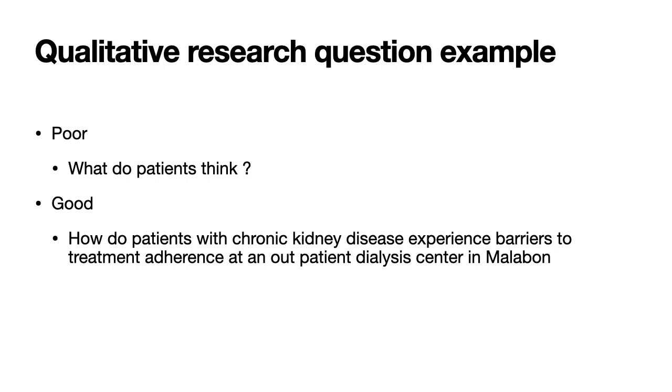For this particular example, what do patients think? Think about what? The improved question should be: how do patients with chronic kidney disease experience barriers to treatment adherence? The revised question clearly identifies the population and phenomenon of interest.